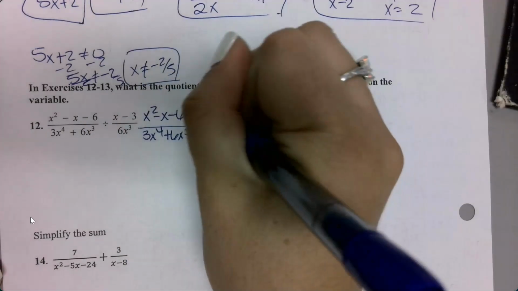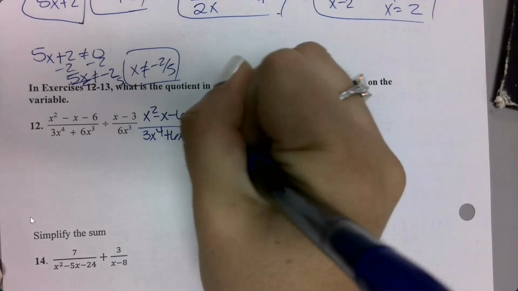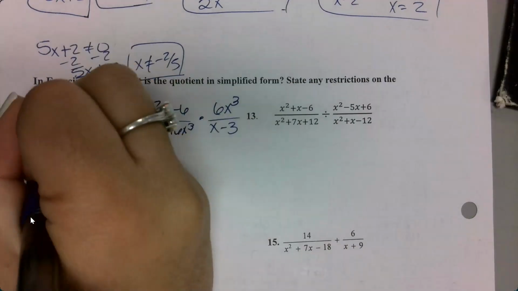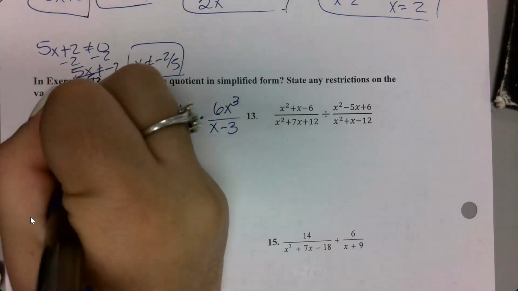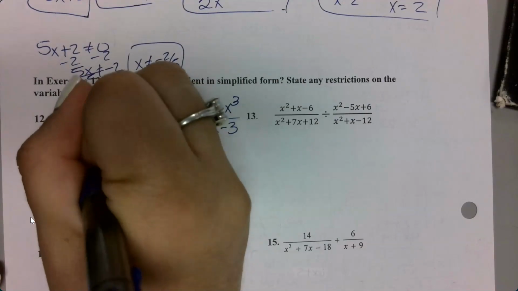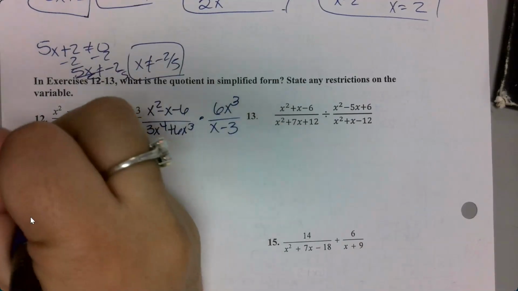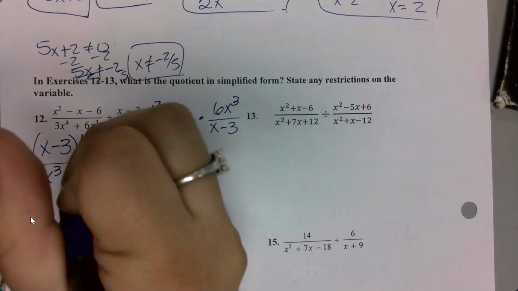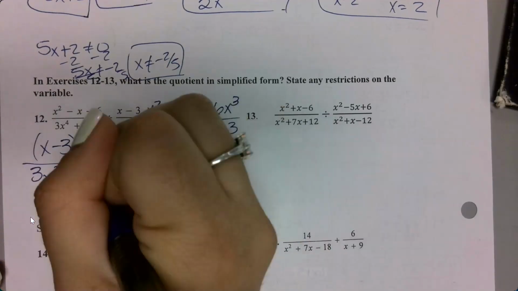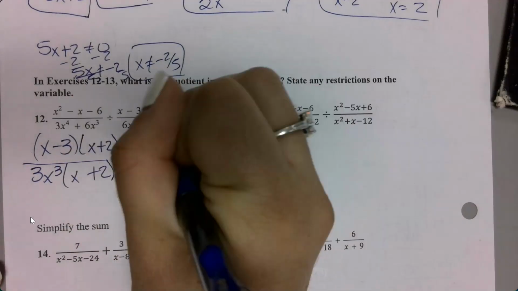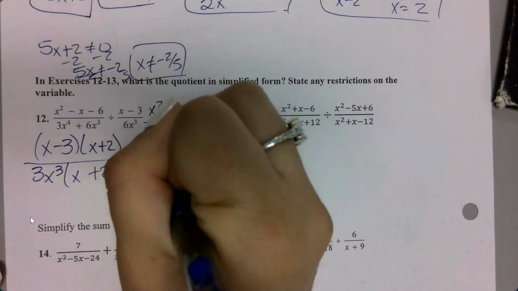And turning it into multiplication. Then it looks exactly like what we were doing in 9 through 11. So I want to factor. I'm looking for what multiplies to negative 6 and adds to negative 1. That's negative 3 and positive 2. On the denominator, I can factor out 3x cubed, which leaves me with x plus 2. Then I'm multiplying by 6x cubed over x minus 3.